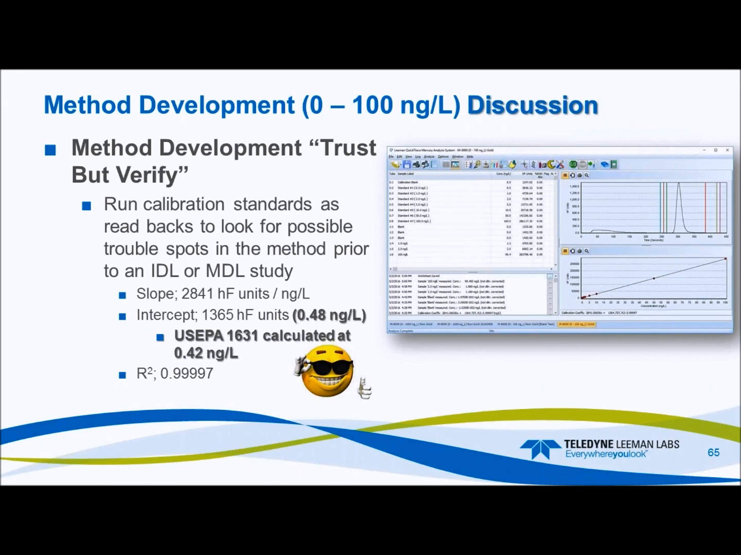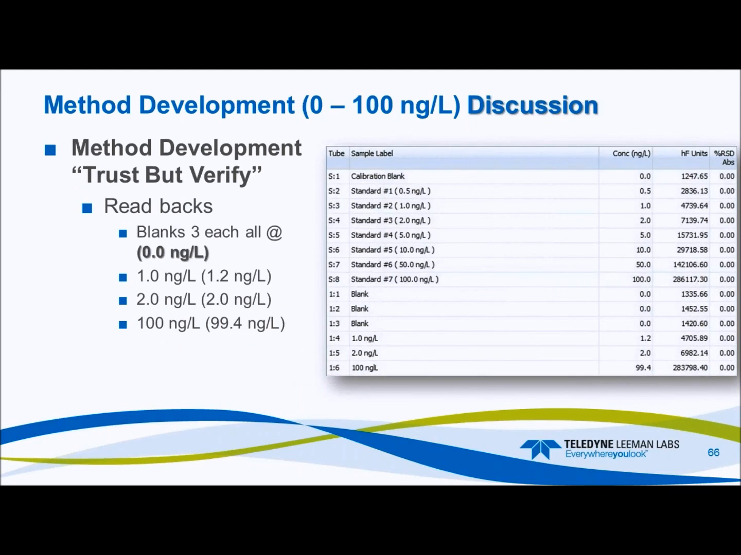Let's look for some trouble spots. So the slope on this is 28.41 HF units per nanogram, and it's a good slope, and it's a nice response. Intercept is 1,365, which turns out to be 0.48 nanograms per liter. So it calculates in the EPA methodology at 0.42. It all passes, and the R-squared is good, and the CF factor, it all passes. So let's trust but verify.